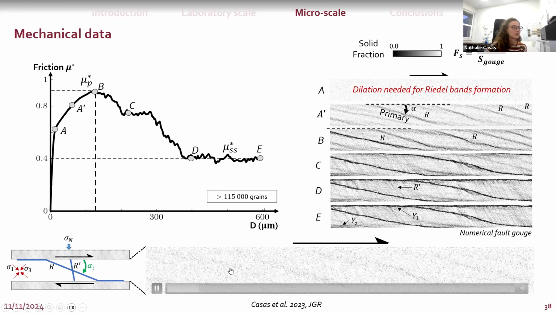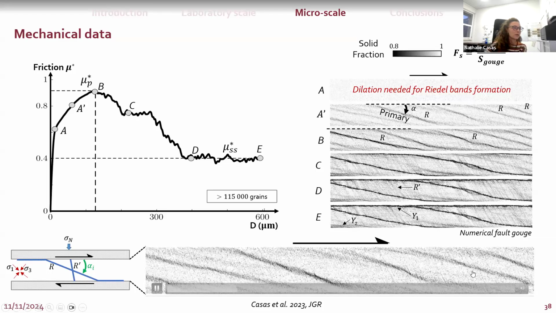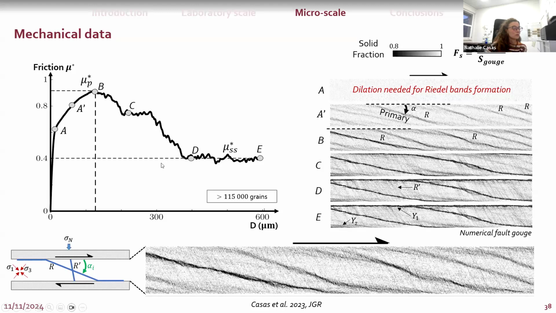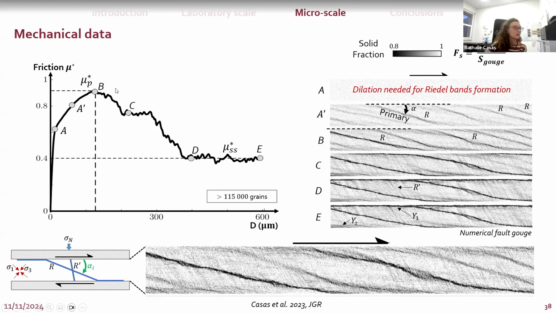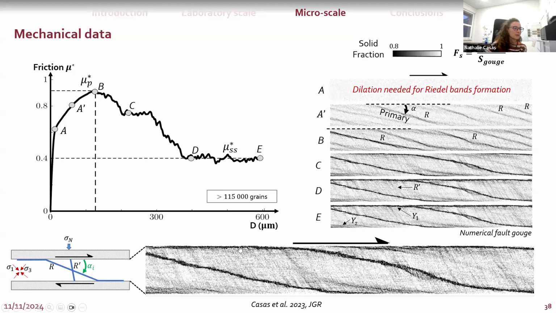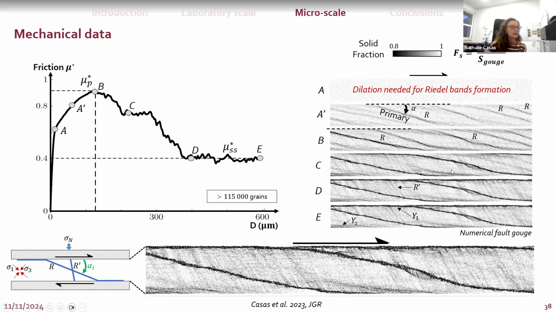As I showed you in the introduction, first we have many Riedel bands that form before the friction peak. Then they progressively collapse into two main Riedel bands once friction decreases. During this slip weakening phase, we have progressive formation of the boundary shear bands at the top until complete boundary shear bands at the top and bottom boundaries. So we have a very similar evolution to what I presented in the introduction.